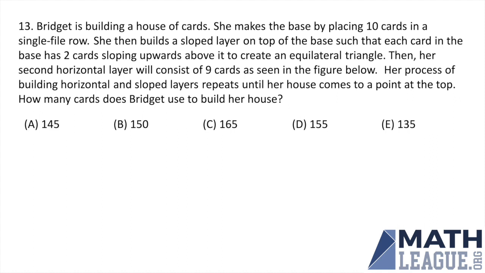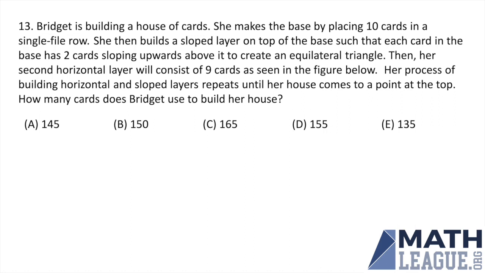I'm going to be talking about question 13 from the elementary school contest a while back. So, Bridget is building a house of cards, and she makes the base by placing all 10 cards in a single file row. Then she builds a sloped layer on top of the base so that each card in the base has two cards sloping upwards above it to create an equilateral triangle.